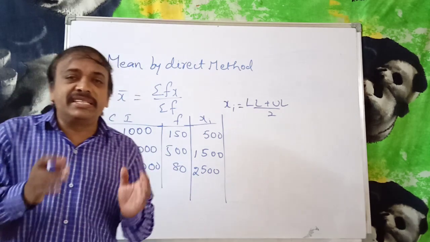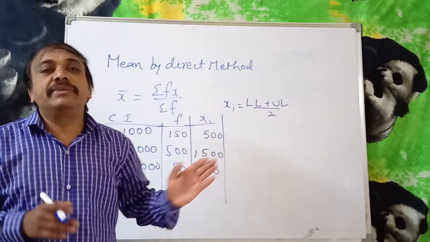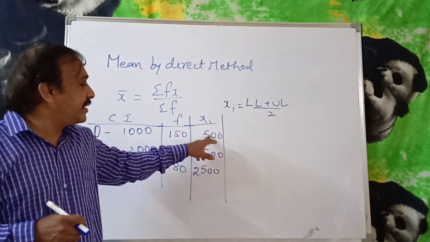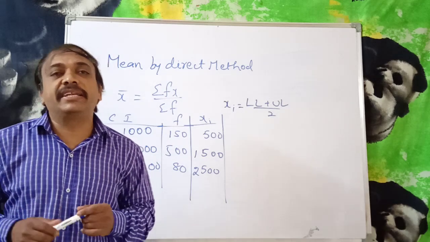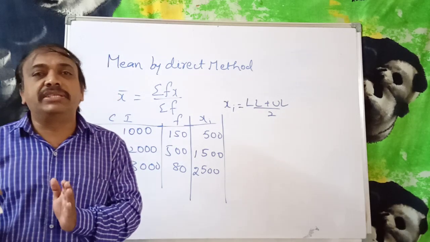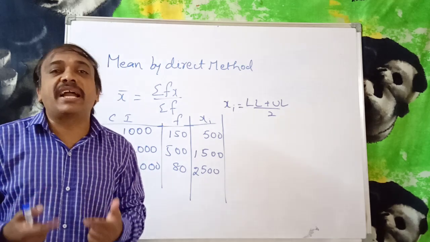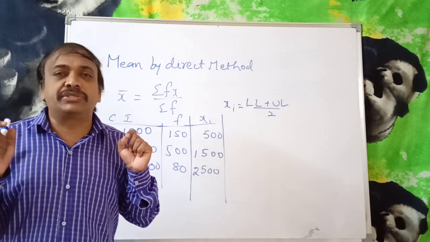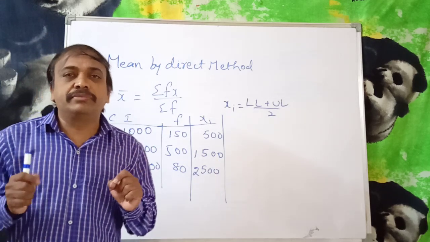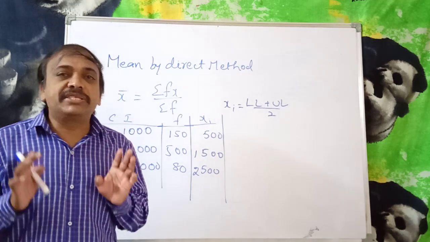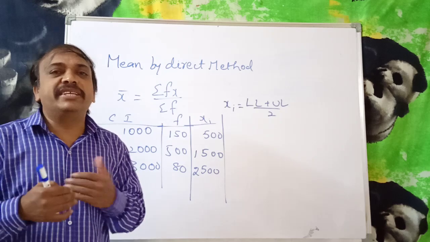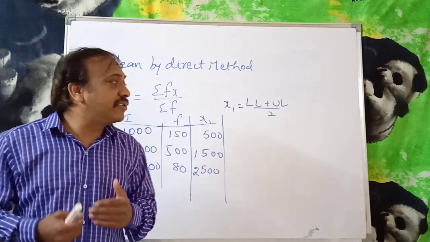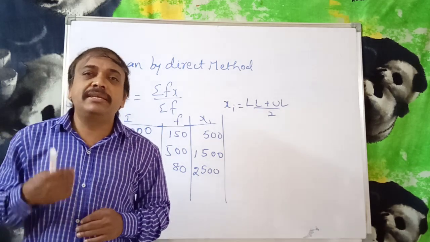In the assumed mean method, among the class marks we take one assumed value. In these class marks 500, 1500, 2500, we will assume a value. That assumed value is denoted as A. You may have doubts, sir, which one do we have to assume? Any value you can assume. That is the assumed mean method. Now we will see how to calculate. What is the formula for calculating mean by the assumed mean method?